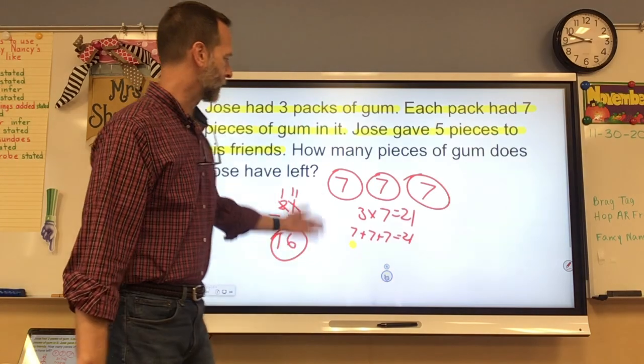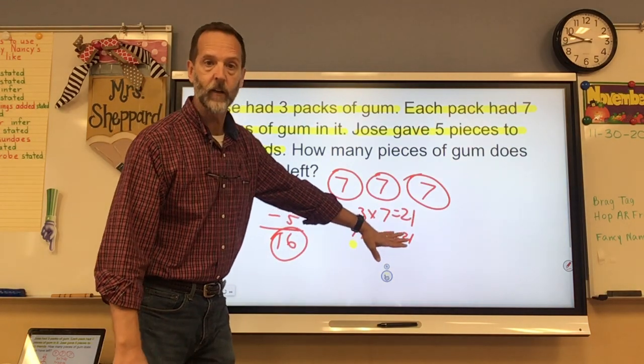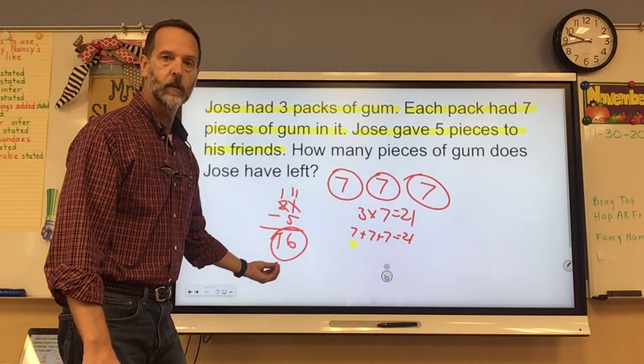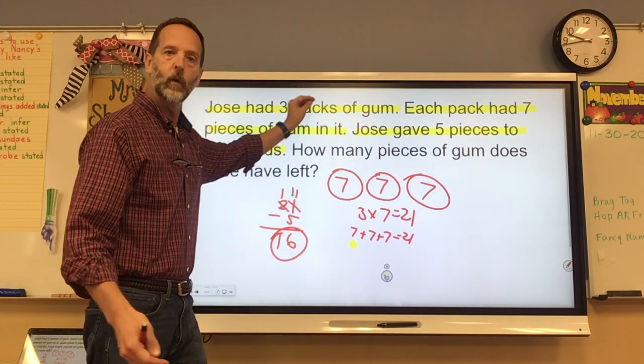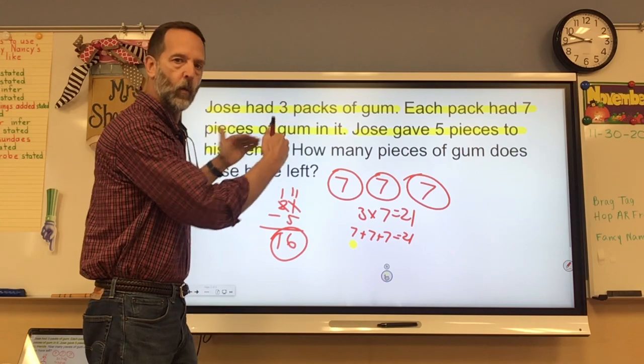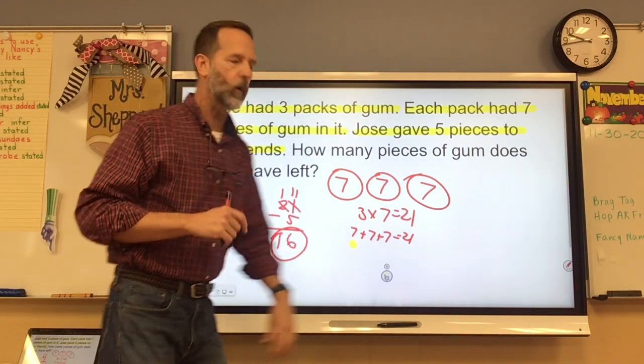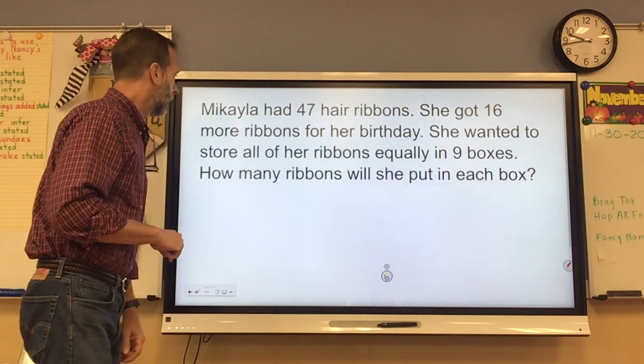Multi-step. What were my 2 steps? Multiply or add, and then subtract. Okay? 1 sentence at a time. That wasn't terribly hard, was it? We took a sentence at a time, we wrote down what we had, and we worked all the way through it. Let's try another.